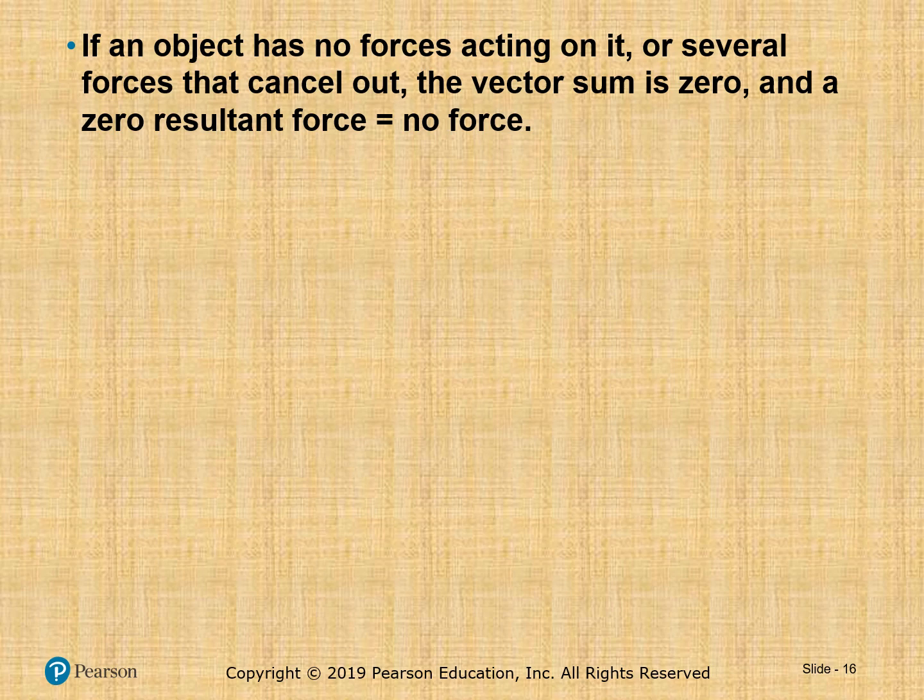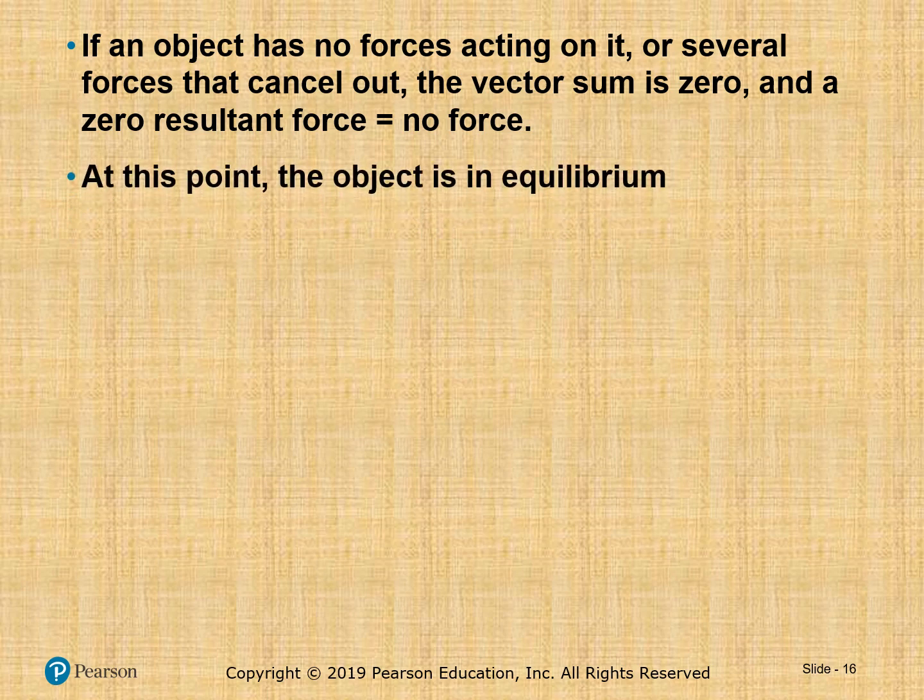If an object doesn't have any forces on it whatsoever, or if you had an object that had a lot of forces but they canceled out, then the vector sum altogether is 0. And there's a 0 resultant force, and that equals no force. And that means that object is simply at equilibrium.